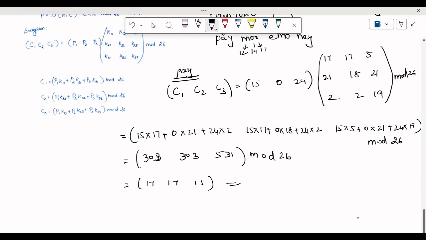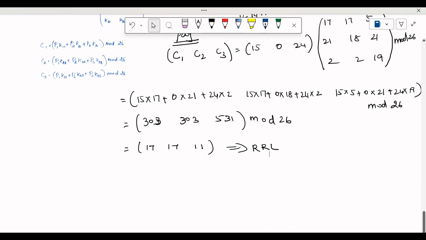So which is equivalent to R, R, L. So PAY is taken and then it is encrypted to its equivalent R, R, L. So this is the ciphertext. With regard to the decryption part, you can check out the rest of the thing. So if you are encrypting MAR, you will get the equivalent as MWB, right? You can try it out later.